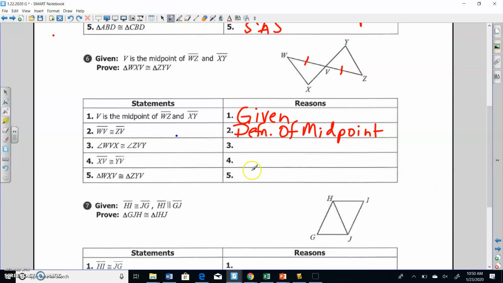And I'm going to skip to 4. 4 says XV is congruent to YV. Because V is the midpoint of those two segments. So from the second statement, we can write two congruent segments. So reason 4 is definition of midpoint.